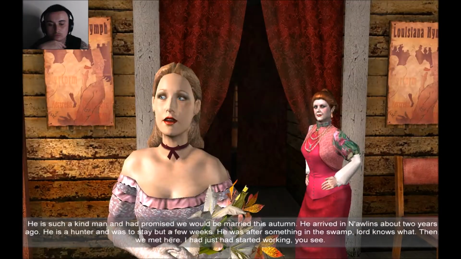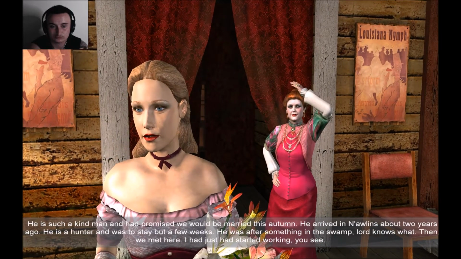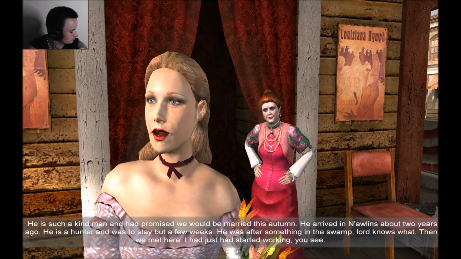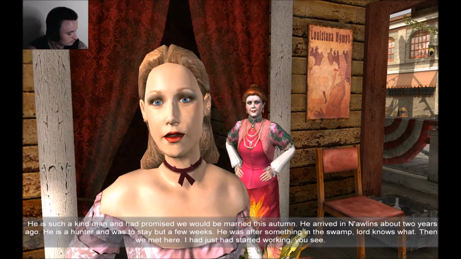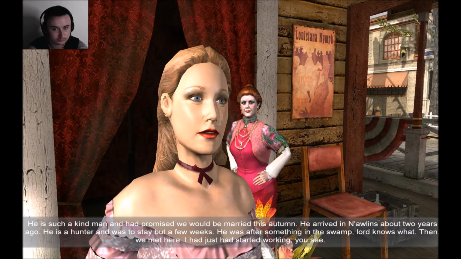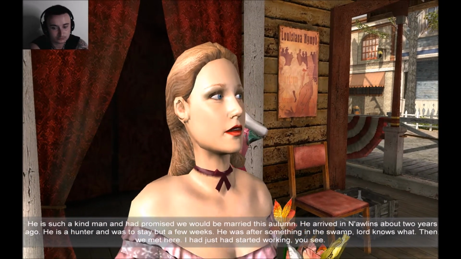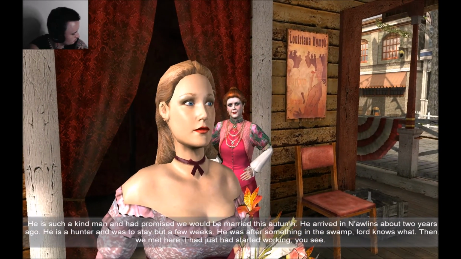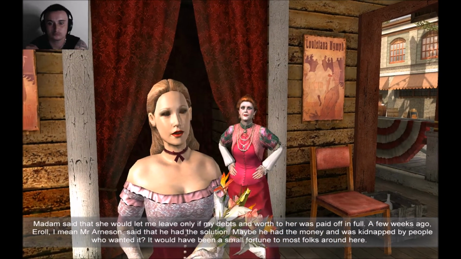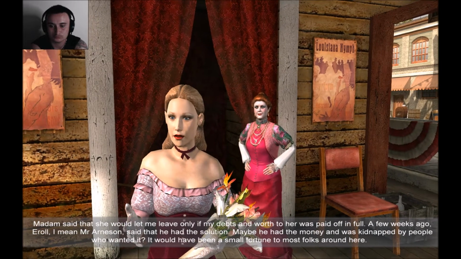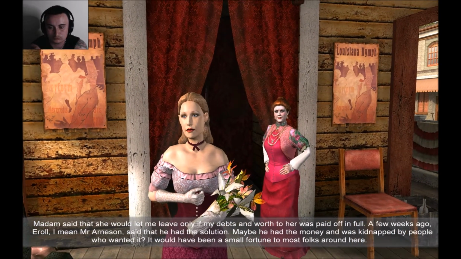He is such a kind man and had promised we would be married this autumn. He arrived in New Orleans about 2 years ago. He's a hunter and was to stay but a few weeks. He was after something in the swamp, Lord knows what. Then we met here. I had just started working, you see. Madam said that she would let me leave only if my debts and worth to her was paid off in full. A few weeks ago, Mr. Arneson said that he had the solution.